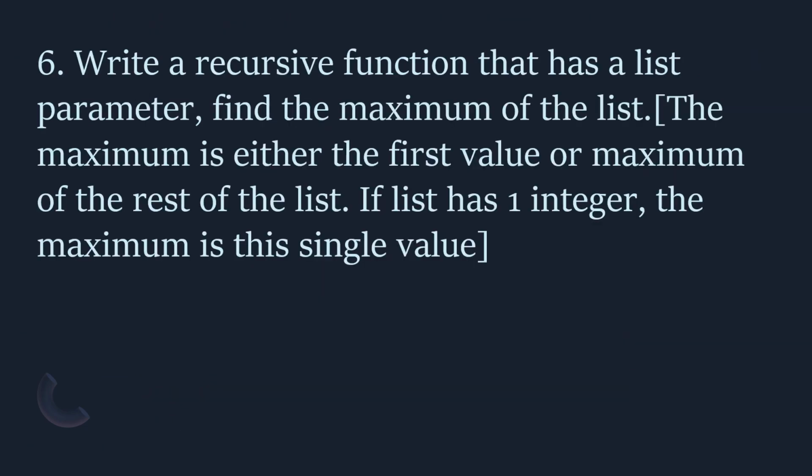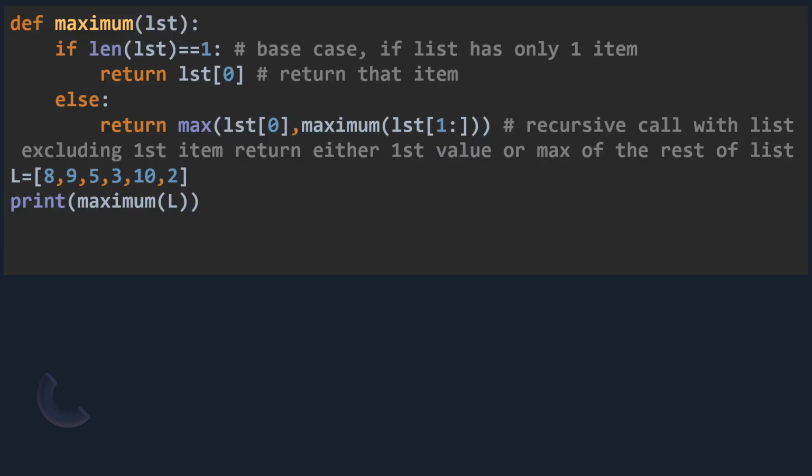Now write a recursive function that has a list parameter and find the maximum of the list. You can see the maximum is either the first value or the maximum of the rest of the list. That means if the list has one integer, then the maximum is this single value. So we will just implement this logic in our recursive function.